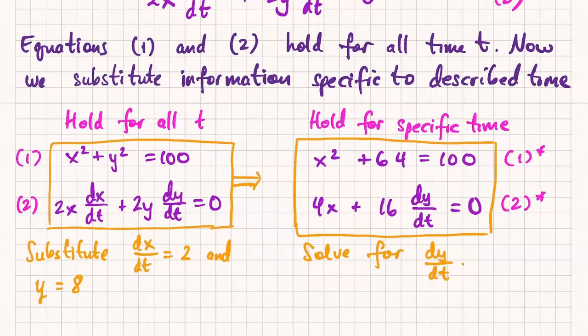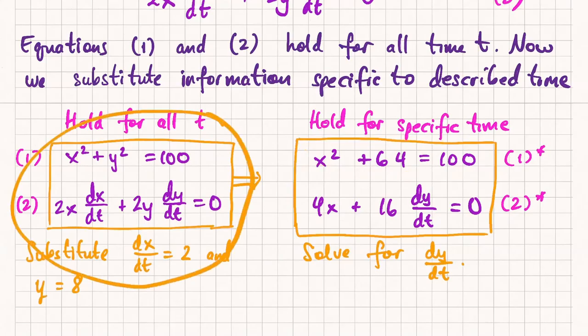So again, notice that if you had plugged in the information too soon, you would have actually gotten this equation, 1 star, and then when you differentiate that, you get nonsense, right? You get 2x dx dt equals 0. That makes no sense because this equation doesn't even tell you x is changing. X is just 6. So that's why everything has to be done for the general situation first, then you differentiate, and then you plug in.